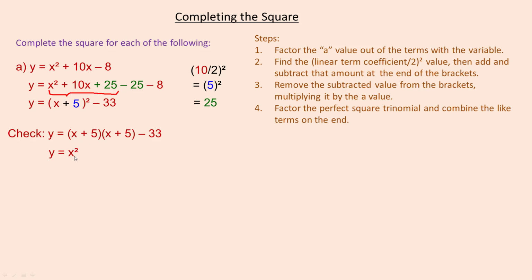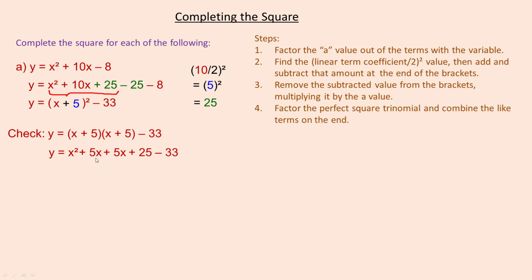So x times x is x squared, and then x times that 5 is 5x. So I've multiplied this x by both terms over here. Now I'm going to multiply the 5 by both terms over here. So 5 times x would be another 5x, and 5 times 5 is 25, and then of course we still have the minus 33 in the end.